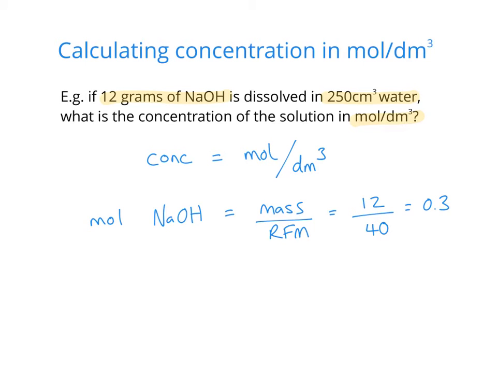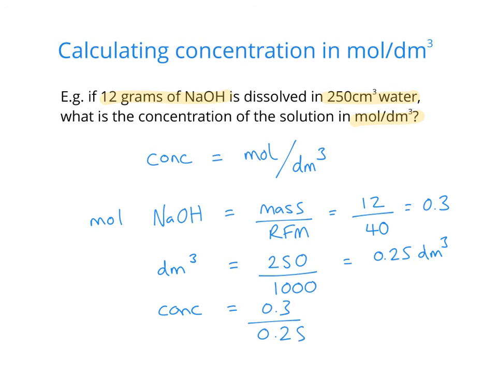Next thing I need to do is work out my decimetre cubed. We did this when we were doing gas calculations. It's centimetres cubed divided by 1000, so that gives me 0.25 decimetre cubed. Some people put this divided by 1,000 into the equation. I like to separate them just in case it's in a different unit, like metres cubed or something like that, then you can use this technique every time. So my concentration is going to be the moles, 0.3, over the dm cubed, 0.25, and I'm going to get my answer as 1.2 moles per dm cubed. Or remember, it could be written moles dm minus 3.